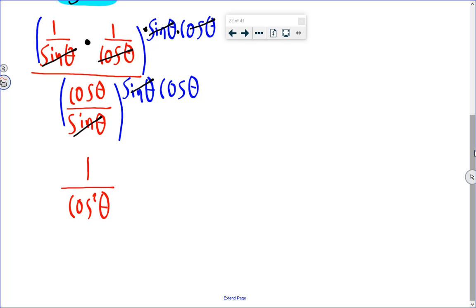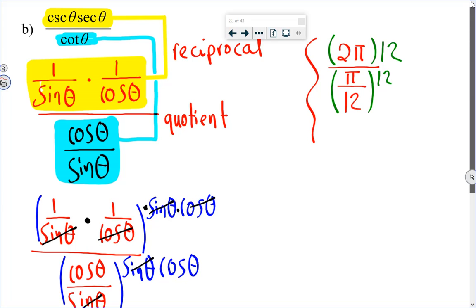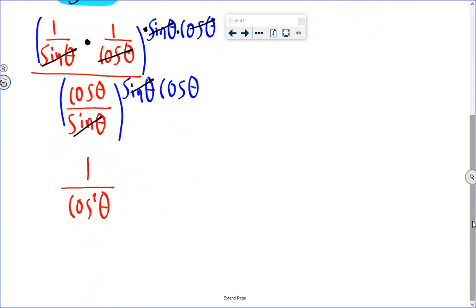Which means that this original expression is equal to 1 over cos squared, and on an exam, the multiple choice might be secant squared of theta. I hope you see how 1 over cos squared and secant squared are the same. Any questions with that example?